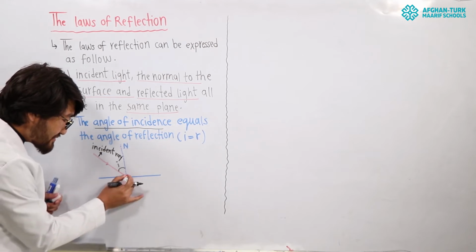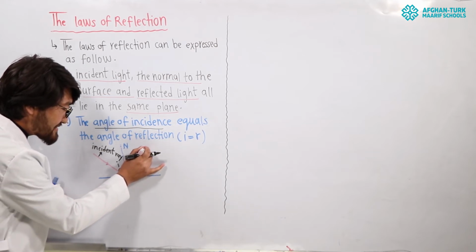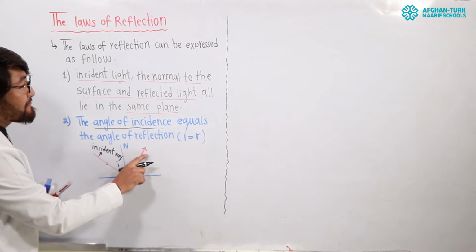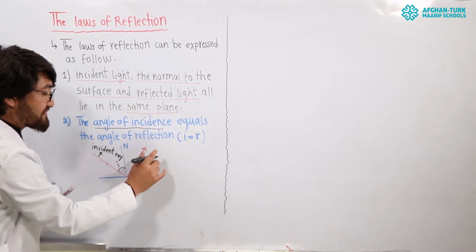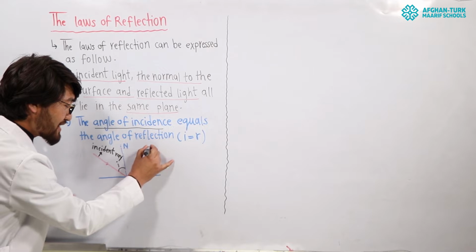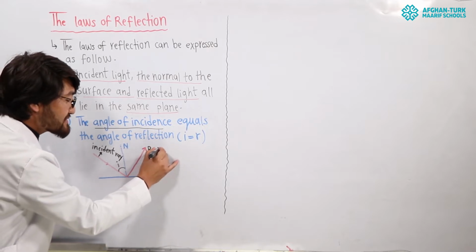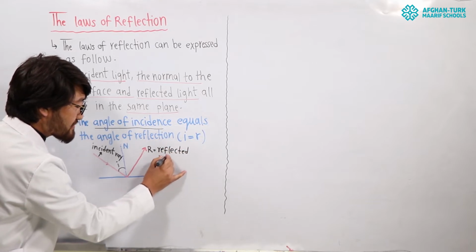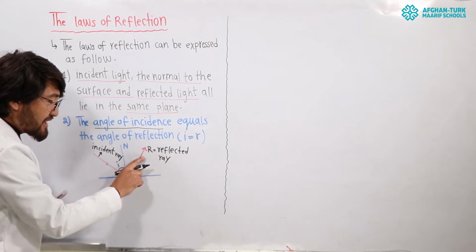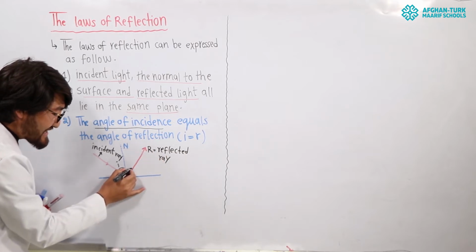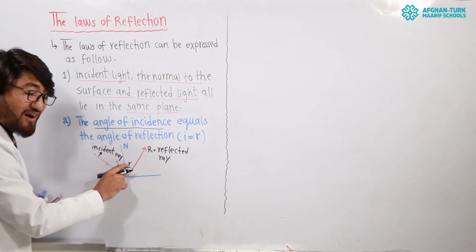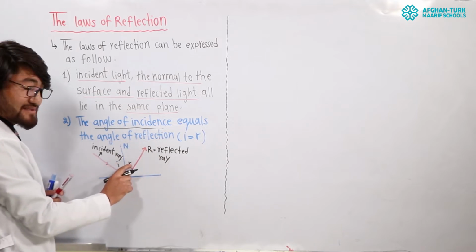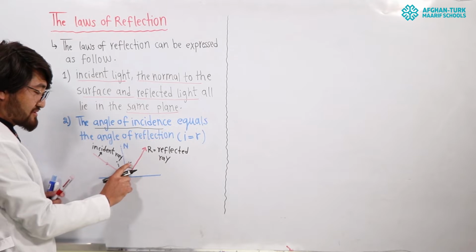Then the light ray is reflected from the surface. This ray is called reflected light or reflected ray. We represent it by R. This is called the reflected ray. This reflected ray makes an angle with the normal. This angle is called R, or we can say angle of reflection. This R is called the angle of reflection.